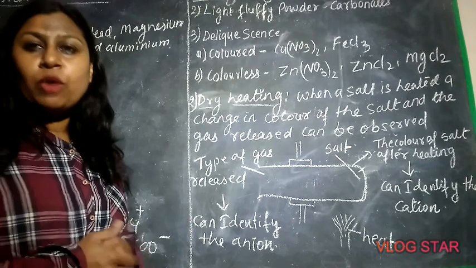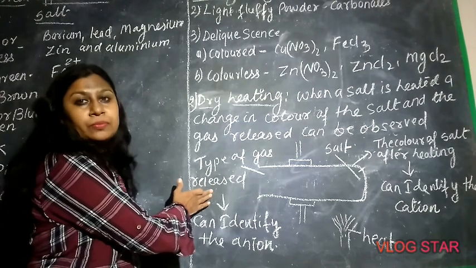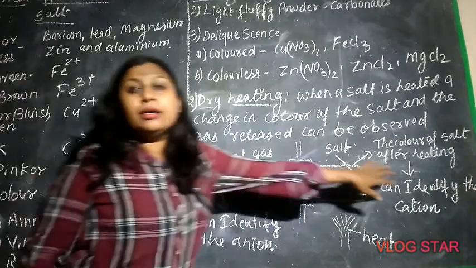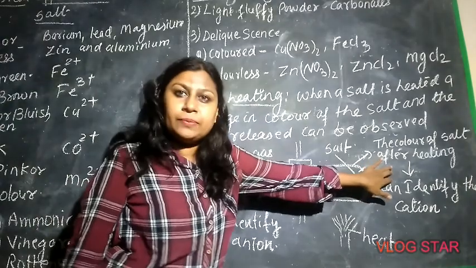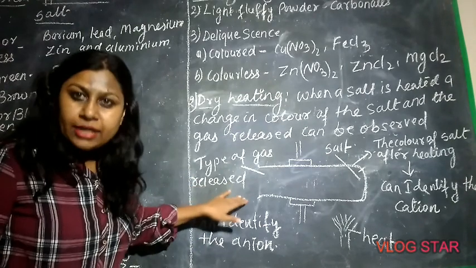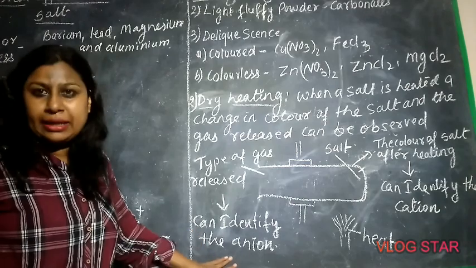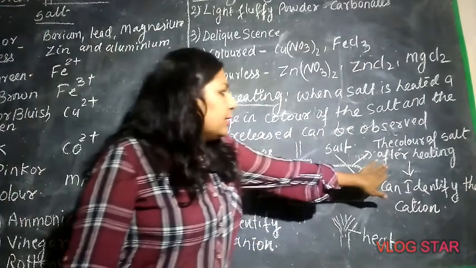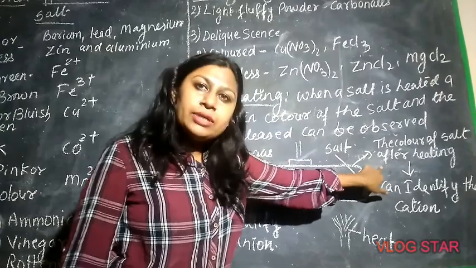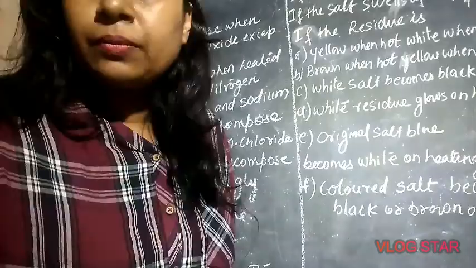So you have to observe two things. One, the gas which has been released after heating. Another, the color of the salt after heating. The type of gas which is released can help you to identify the anion, while the color of the salt after heating can help you to identify the cation.